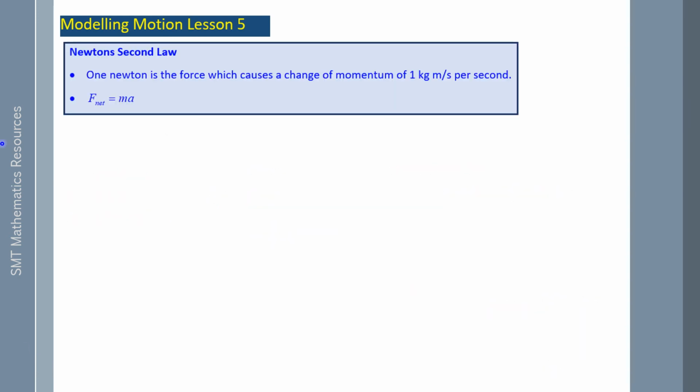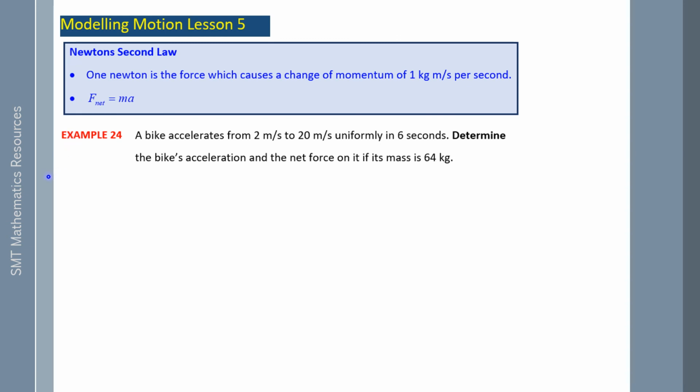Let's revisit Newton's second law, which is F equals ma. Example 24. A bike accelerates from 2 meters per second to 20 meters per second uniformly in 6 seconds. Determine the bike's acceleration and the net force on it if its mass is 64 kg. So acceleration is delta v over delta t. So we've gone from 2 to 20 in 6 seconds. That would be 3 meters per second squared as the acceleration.